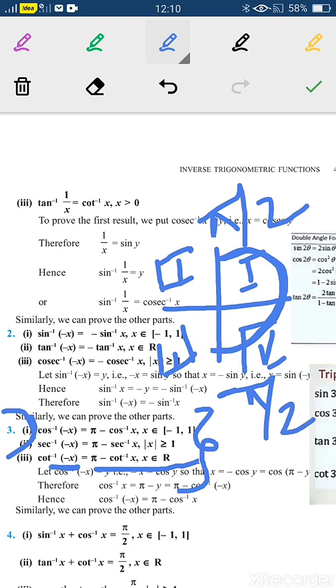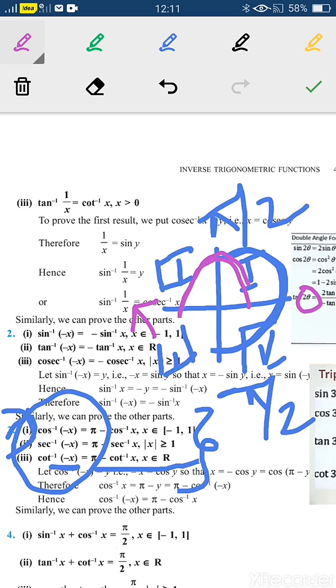So the value will automatically come in between minus pi by 2 to pi by 2. And when you come to these three functions, cos, secant and cot, you know that their values lie between the first and the second quadrant. This is 0, this is pi, so it lies from 0 to pi, right?